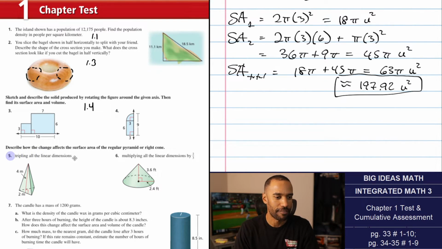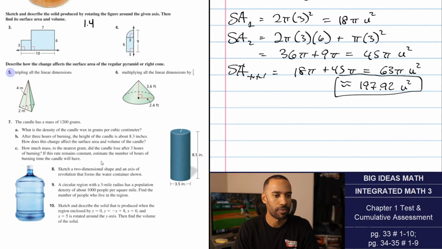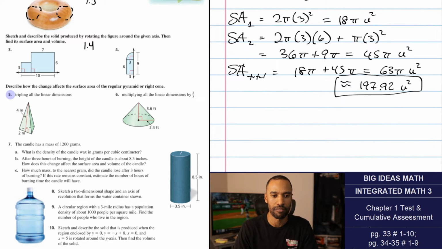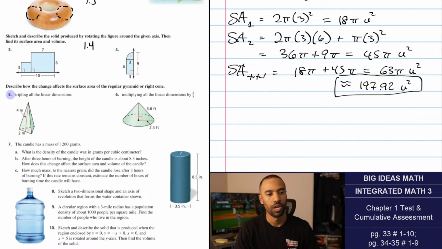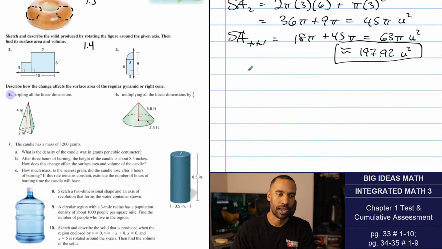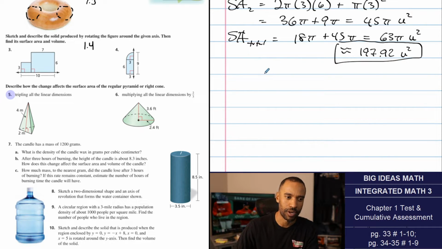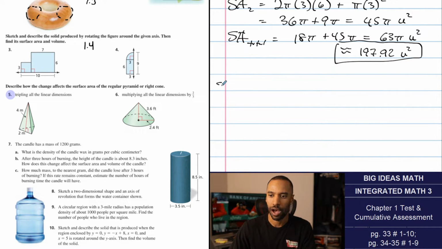Let's go to numbers 5 and 6. Describe how the change affects the surface area of the regular pyramid or right cone. It's just surface area, not volume. We're going to triple all the linear dimensions of what we have. Now, this must be an equilateral triangle pyramid because otherwise we couldn't gauge that slant height for what it is. And that is a slant height on number 5.